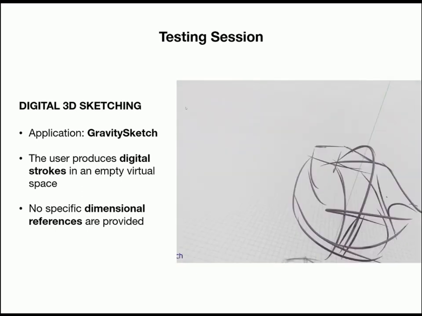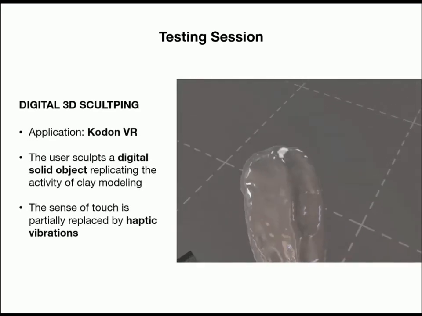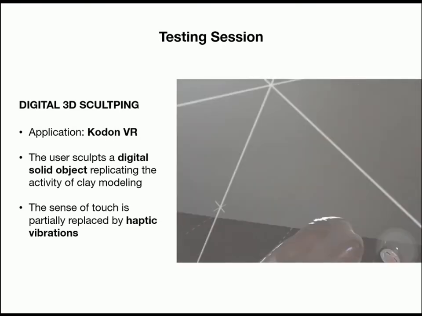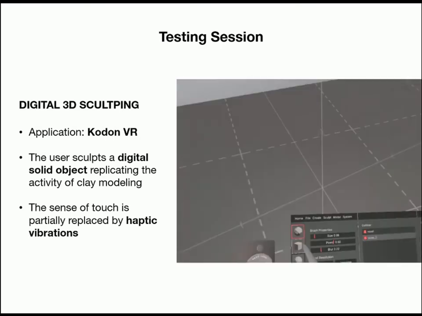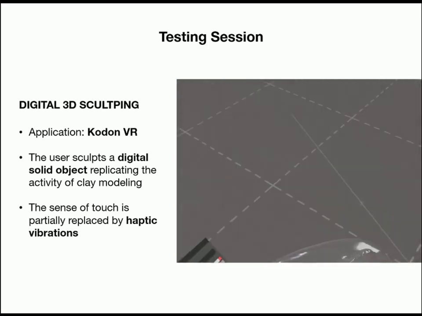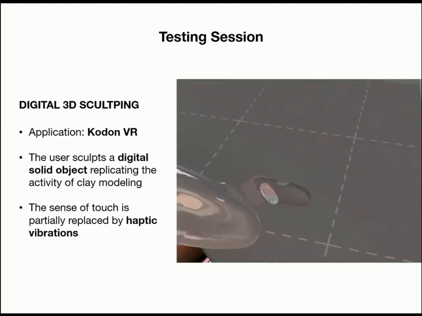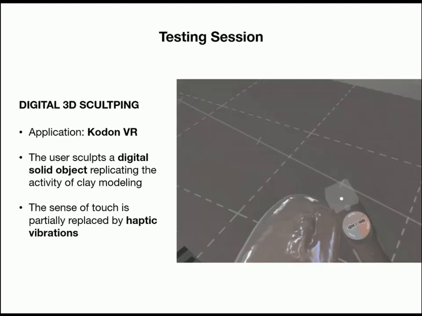The other methodology is based on 3D sculpting, meaning that the user is now trying to sculpt a digital 3D object while replicating the activity of clay modeling. That is a very recurrent technique in the real context scenario of product development. The name of the application tested is Codon VR. Since it is not possible to provide with standard VR controllers an effective sense of touch, this is replaced with haptic vibrations occurring when the user interacts with the 3D shape.